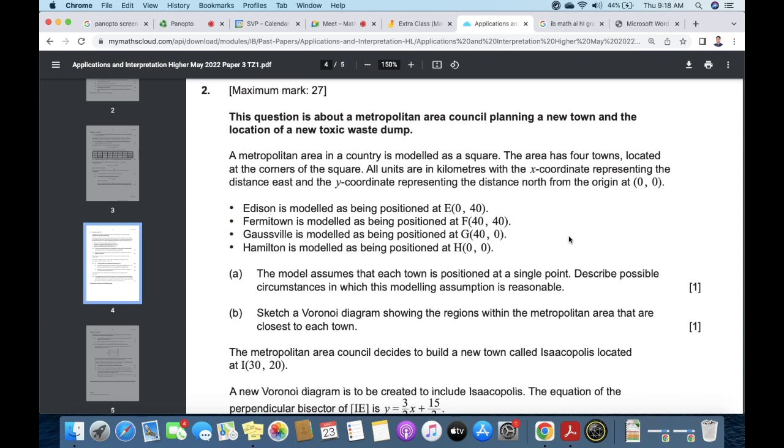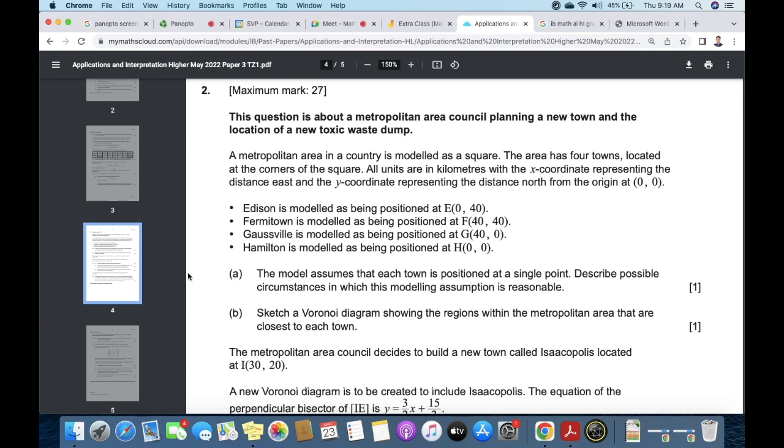All right. Let's start. By the way, if you try to look at it, we are actually given a situation. We are given a location composed of different towns. There are actually four towns here. So the metropolitan area in a country is made up of four different towns. We have town E, F, G, and town H. And you're given here the coordinates.